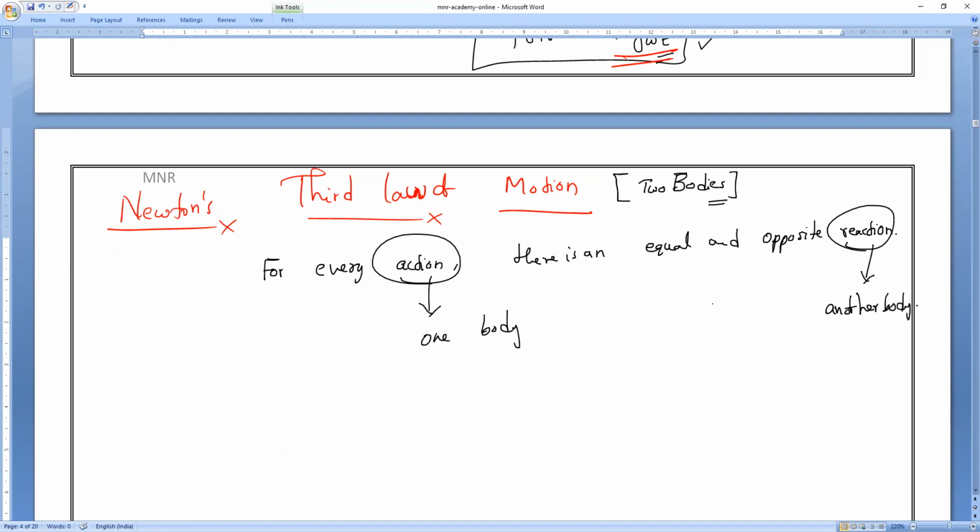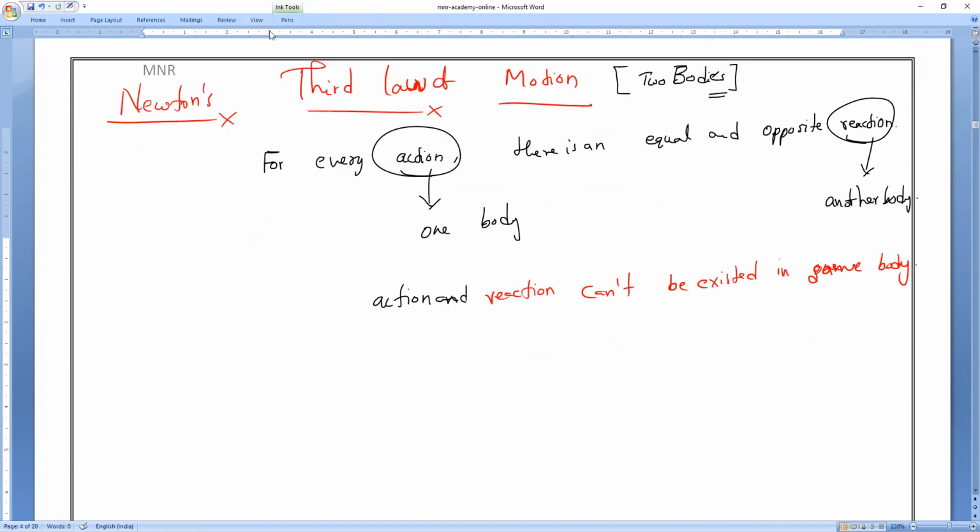So action and reaction cannot take place in the same body. We are not like in a movie where he himself hits himself and turns. Action and reaction cannot exist in the same body. Is it okay, everybody? So always action must be shown by one body and reaction must be shown by another body.